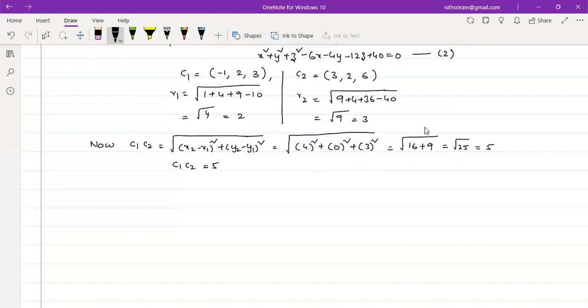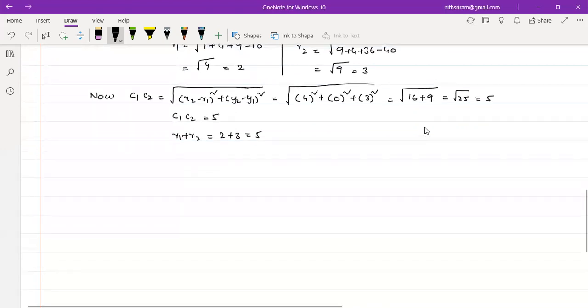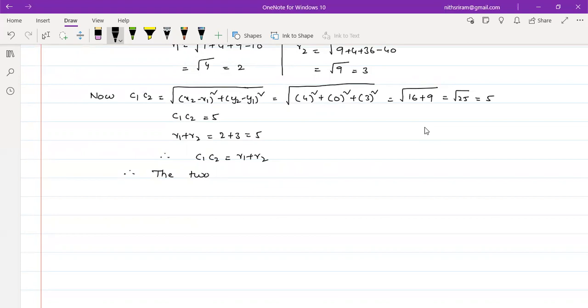Now I am going to find R1 plus R2. So R1 plus R2 is equal to 2 plus 3, that is also 5. So it means what happens? Therefore, the distance between C1 and C2 is equal to R1 plus R2. So whenever this happens, we say that the two spheres touch each other externally.